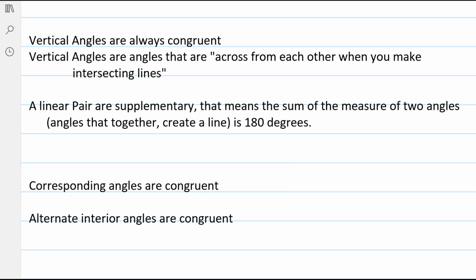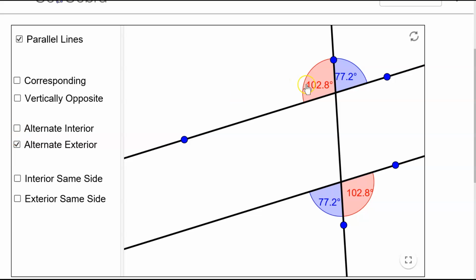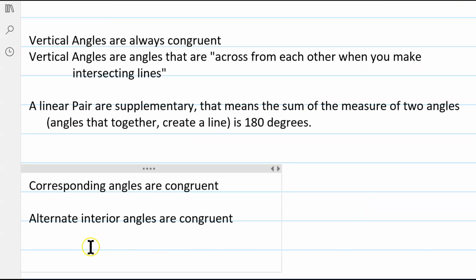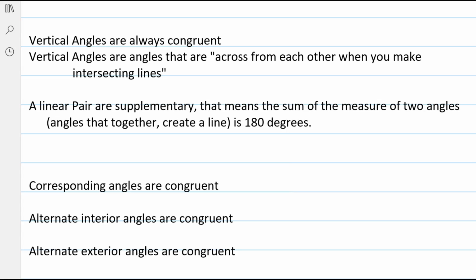I wonder about alternate exterior angles. I wonder if those are also congruent. Let's take a look. Alternate exterior, so the pink and the pink, the blue, is that blue? And the blue. Alternate exterior angles are congruent. Cool. Let's add that to our list. There you go. Go ahead and copy it and pause it if you need to, and come on back when you're done.